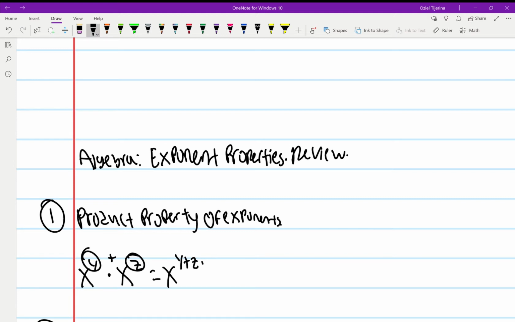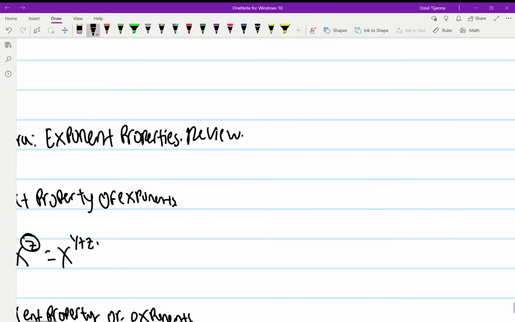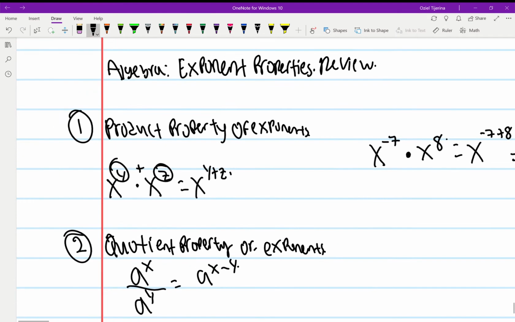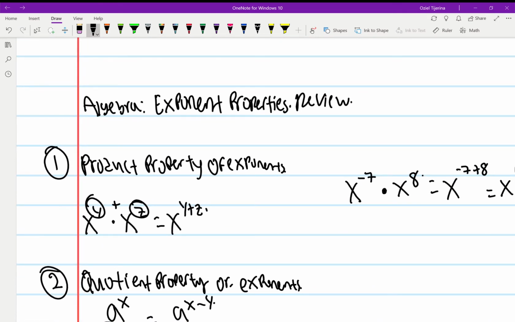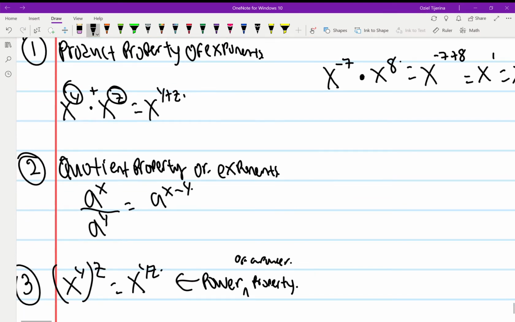So, let's just do an example. Let's just say that we have 2 cubed times 2 to the 4th. Well, that's the same as 2 to the 7th. Or let's just say that we have x to the negative 7 times x to the 8th. It's going to be x to the negative 7 plus 8. So that's going to be x to the 1, which is x, okay? So that's the first one that we're looking at.